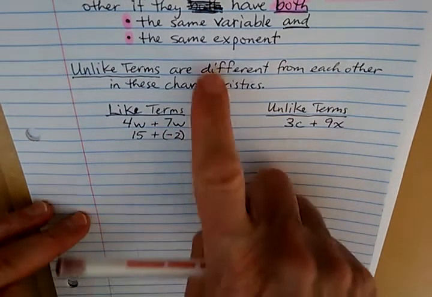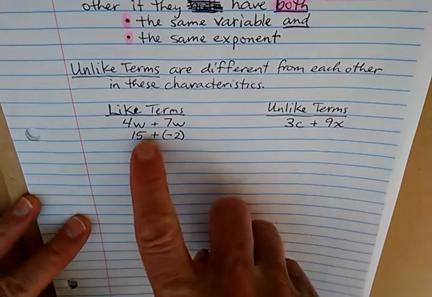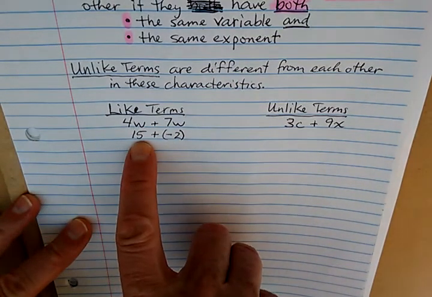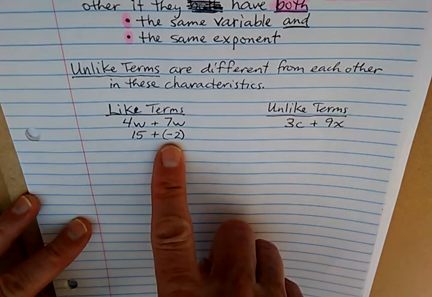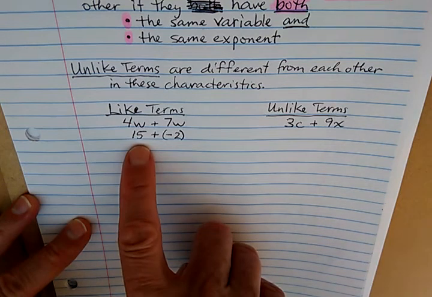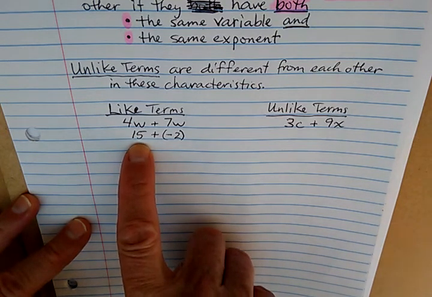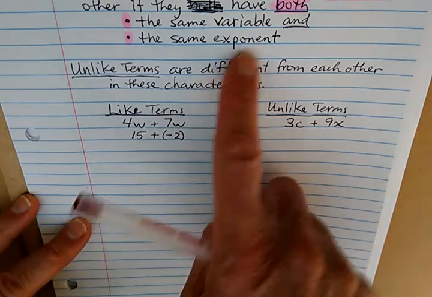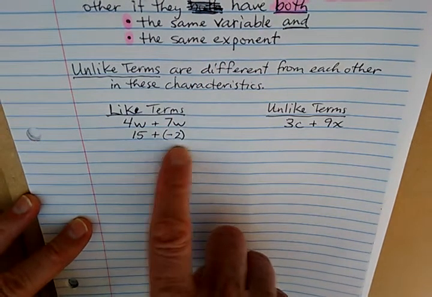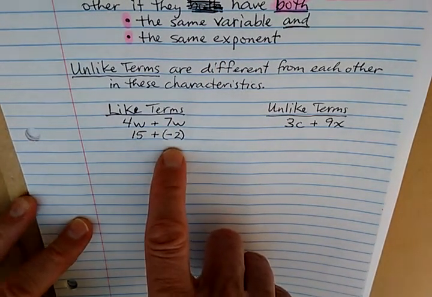And the reason they are is because we're looking for the same variable. Well, 15 doesn't have a variable and -2 doesn't have a variable. They just have no variable, but that means they're the same because they just have no variable. And also exponent. Do they have the same exponent? Yeah, in this case they don't have one, so it's the same in that category as well.